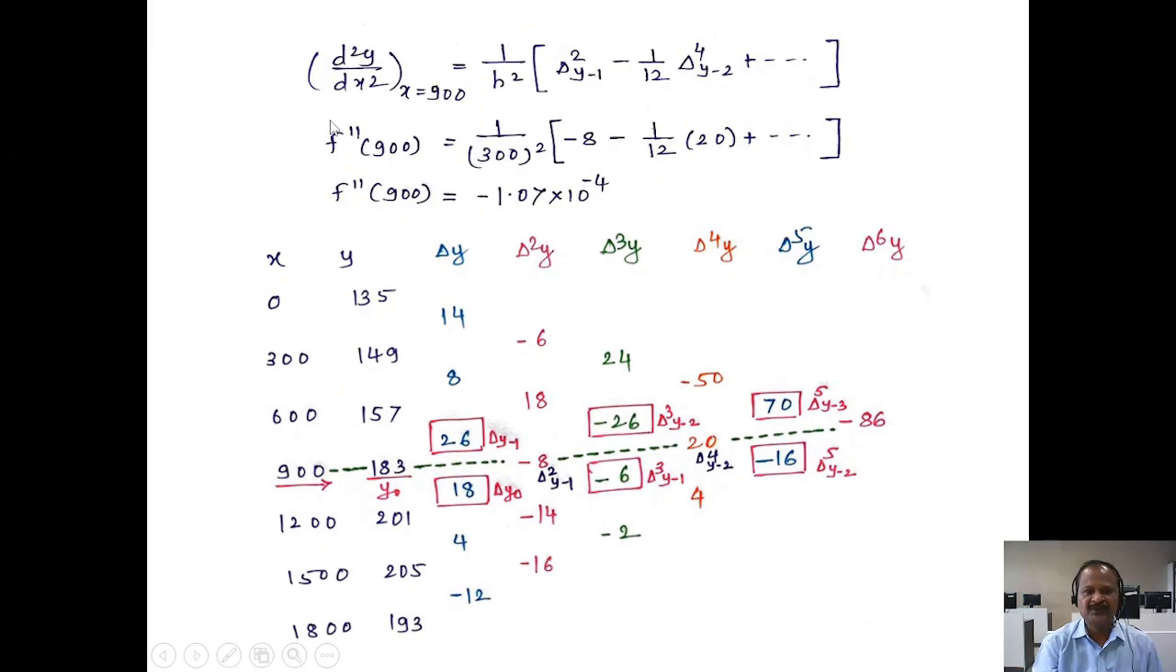Then the formula for the second derivative is 1 upon h square into the bracket delta square y minus 1 minus 1 upon 12 delta raised to 4 y minus 2. h is the same, 1 upon 300 bracket square. Now for the second derivative we have to take values of the even differences. This is the second difference; this value is on the center line, it is minus 8. Again the fourth difference is 20; we have to take this 20. These values you can put in this equation, and the final answer for the second derivative is minus 1.07 into 10 raised to minus 4.